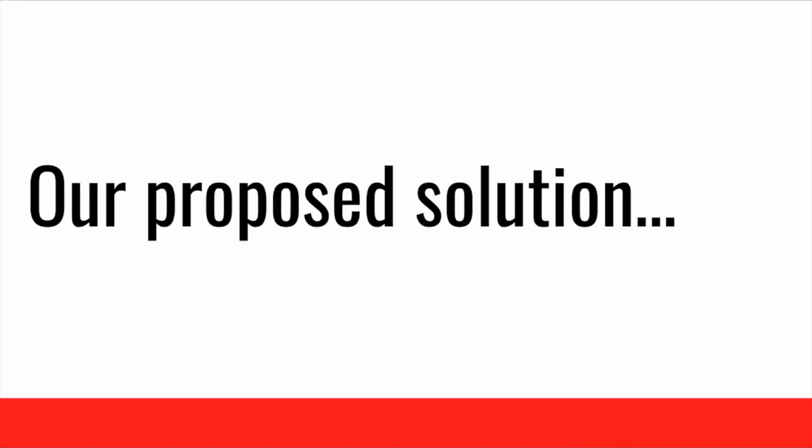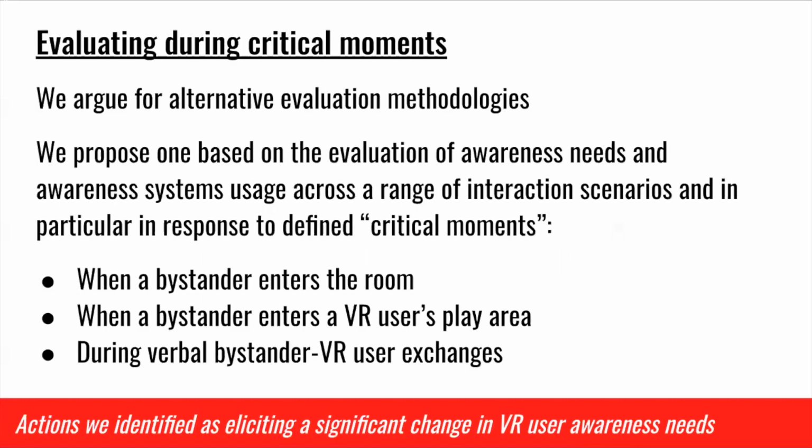So we do propose a solution to this in the paper. I've hinted at it throughout this talk, and that's this need to consider critical moments during interaction scenarios. So we found three in the paper, right? We found when a person enters the room, when a bystander enters the play area of a VR user, and during a verbal interaction, all elicited a significant change in awareness needs and awareness attitudes from a VR user. So we would suggest then, when you are evaluating whether or not your designed awareness system works, that you also consider how it might be used in these three critical moments.